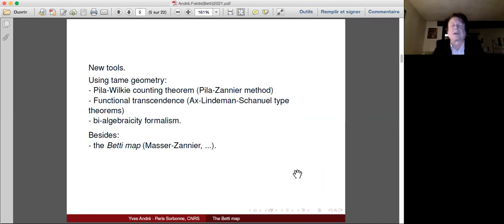Another tool, which relies, in fact, on the first one, on the counting theorem, is the functional transcendence. Lindemann-Weierstrass type theorems, which are very powerful theorems developed in recent years, all rely on this counting theorem. And the framework in which this functional transcendence operates is a framework of bi-algebraicity.